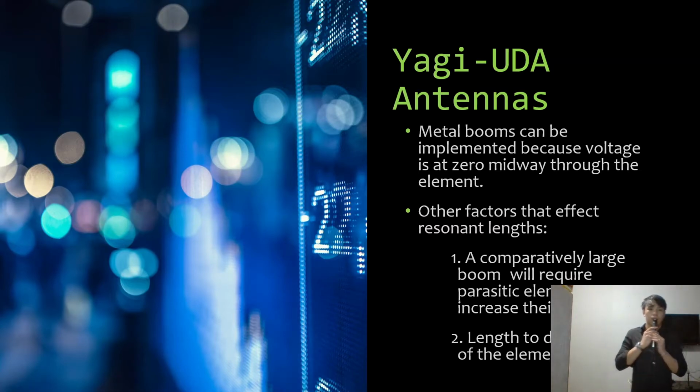So metal booms can be implemented because the voltage is at zero midway through the element. So the other factors that affect resonant lengths: a comparatively large boom will require parasitic elements to increase their length, and the length to diameter ratio of the elements.